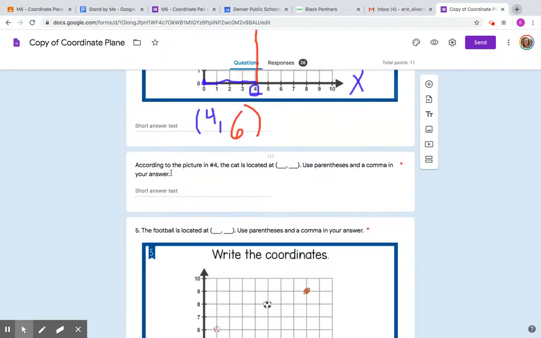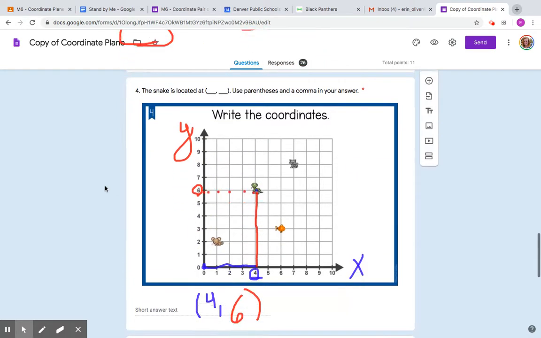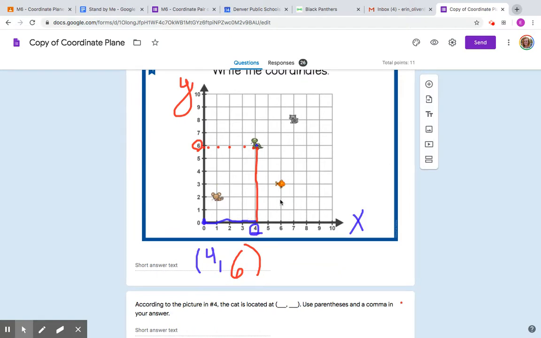Let's look at this one right here. According to the picture number 4, the cat is located at, use a parentheses. So now we have to find the cat. Our cat is right up here, it looks like. So again, I'm going to do the same thing. Our cat. I'm going to go along the x-axis until I hit where the cat intersects. And it looks like it'll be 7, so let's check it.